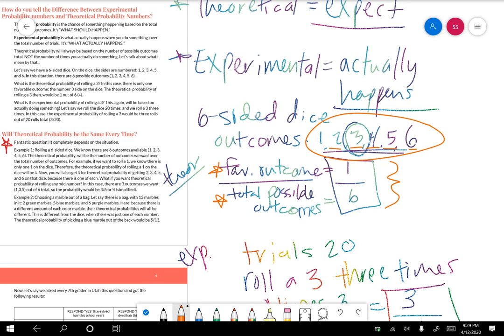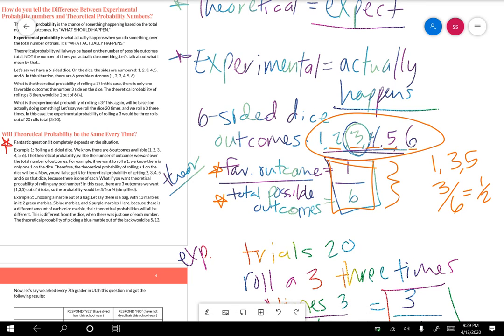But let's say we want to know theoretical probability of rolling any odd number on the dice. In this case, there are 3 outcomes we want, right? We could get a 1, a 3, or a 5. Those will all be the odd numbers on a dice. So there's 3 of those out of 6 total, right? So in this case, our theoretical probability will be 1/2, not 1/6, right? So it really depends on the situation we're looking at.